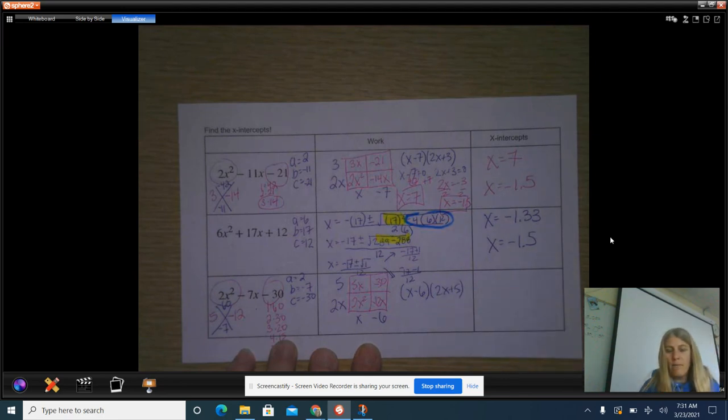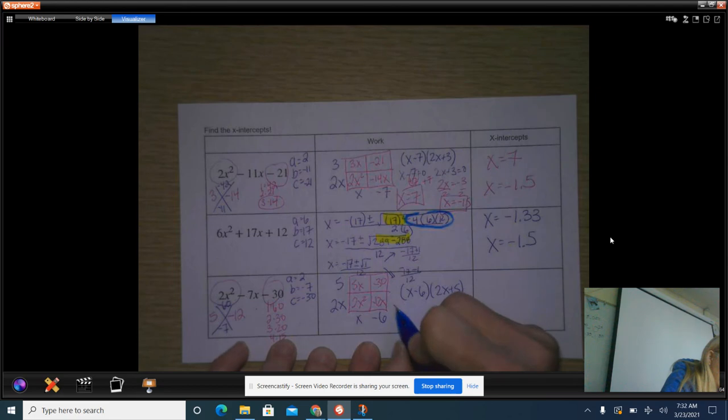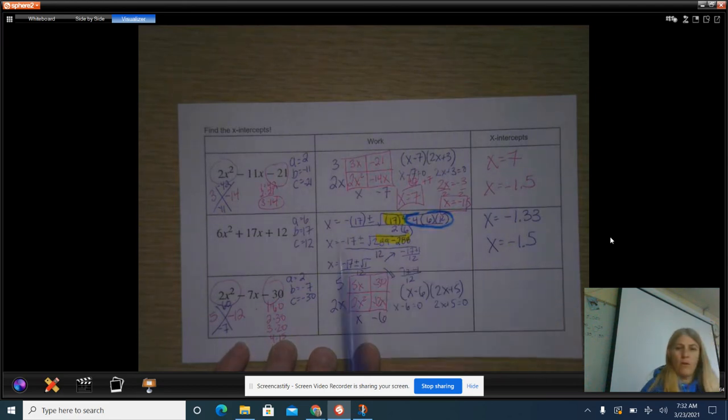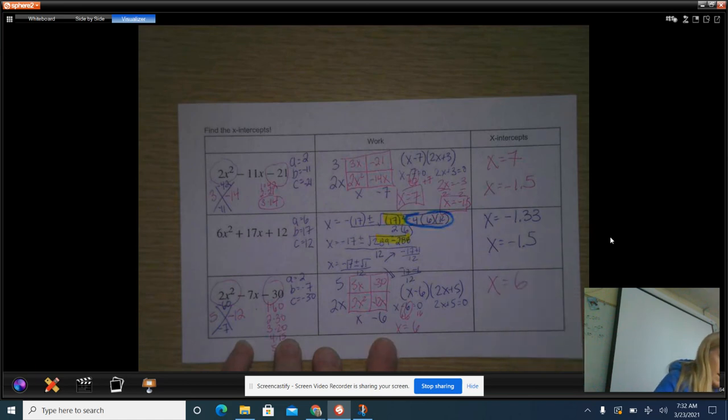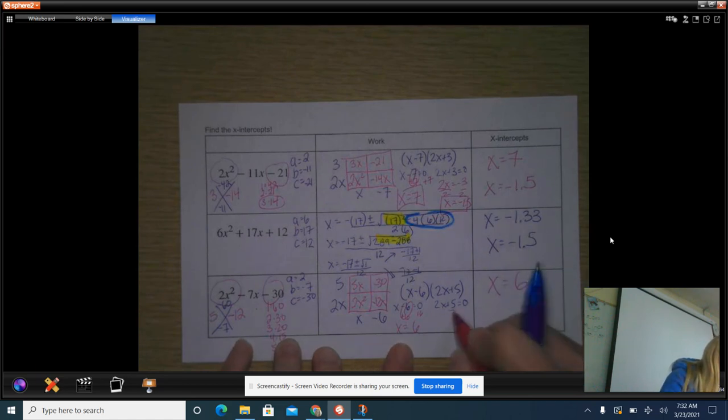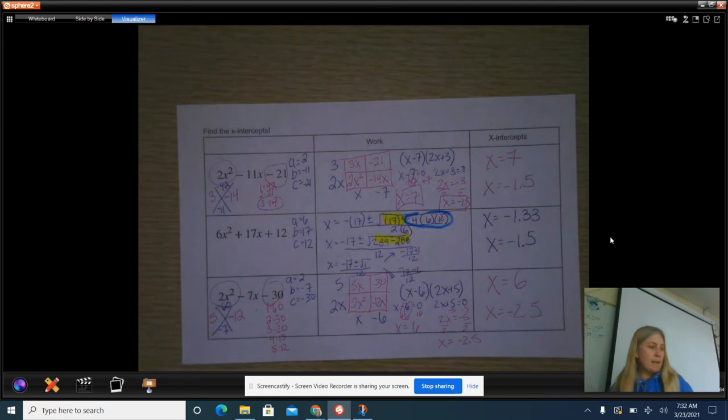I'm going to go ahead and set them both equal to 0. So I have an x minus 6 equals 0 and a 2x plus 5 equals 0. Remember, I'm going all the way to find the x-intercepts, which is also called the roots or the solutions. So I'm going to add 6 to both sides. And I have my first root at positive 6. Here, I'm going to subtract 5 from both sides. 2x is equal to negative 5. Divide both sides by 2, and x is equal to negative 2.5. And those are your roots, ladies and gentlemen.